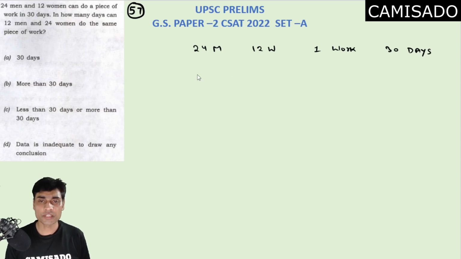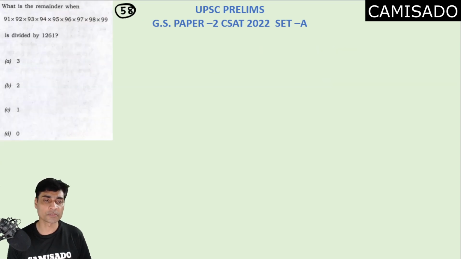Now in how many days can 12 men, 24 women can do the same piece of work? Days we have to find out. Actually this question is insufficient in terms of data given. With the help of given data we cannot calculate the time required for completing this work using 12 men and 24 women. Therefore option D is correct. Data is inadequate to draw any conclusion. It's not possible.